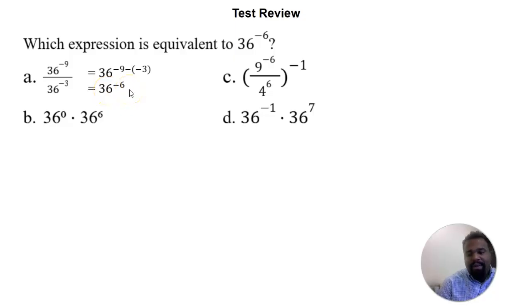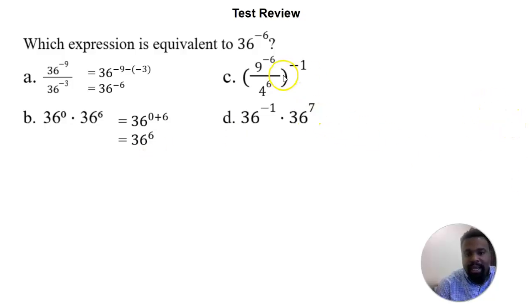So it looks like A could be the answer, but let's double check the other answer choices. So B, 36 to the 0 power times 36 to the 6th power, that's product of powers. You're going to add those exponents together. That'll give you 36 to the 6th power.